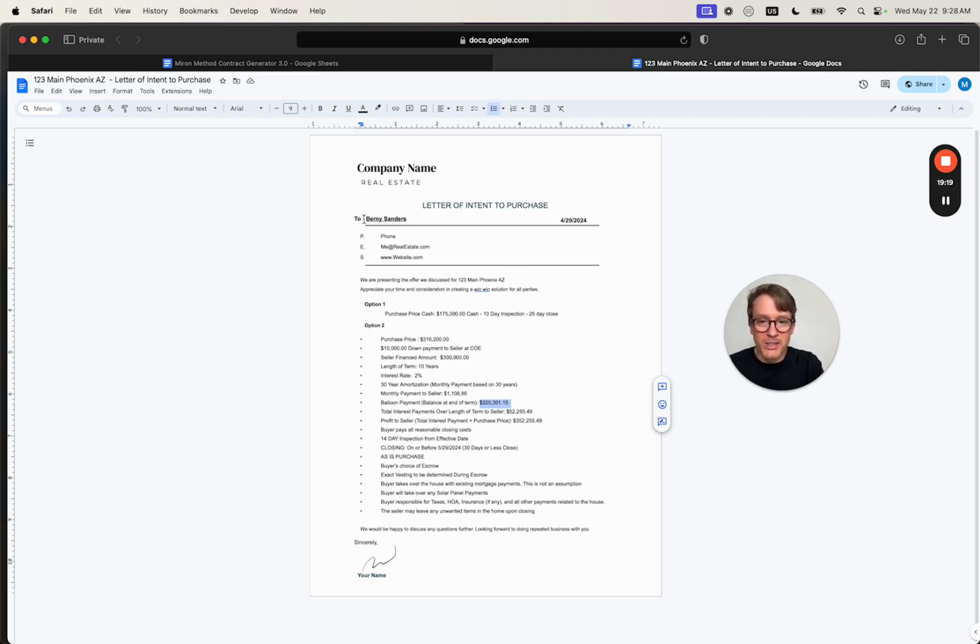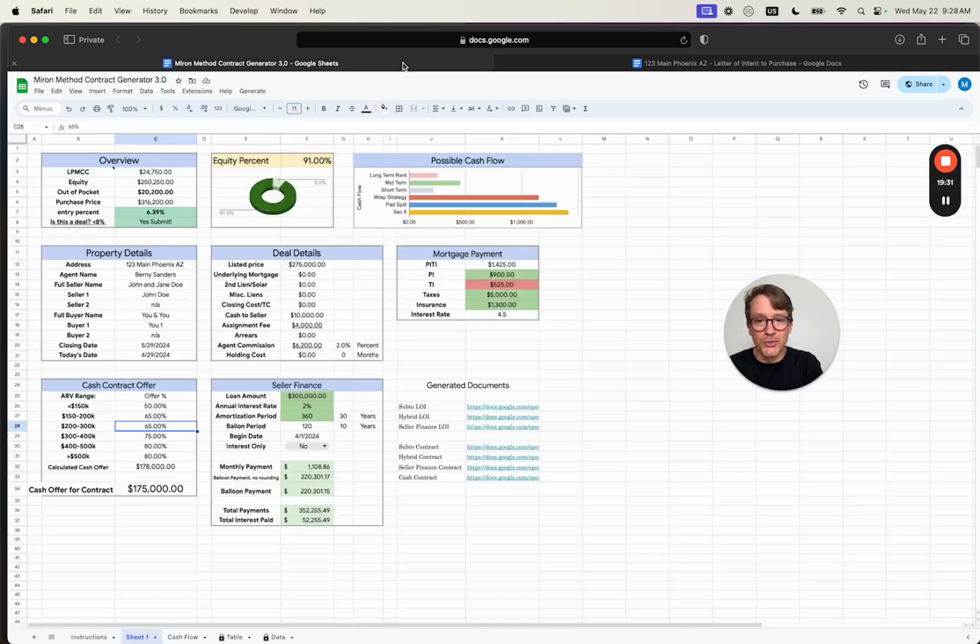Of course, we're going to send this to Bernie Sanders, who's the agent on the deal. You're going to sign your name and put your name down here. You'd customize this letter of intent to your company. Same with the sub 2, same with the hybrid, and all the contracts.